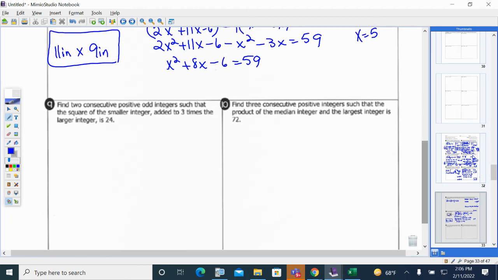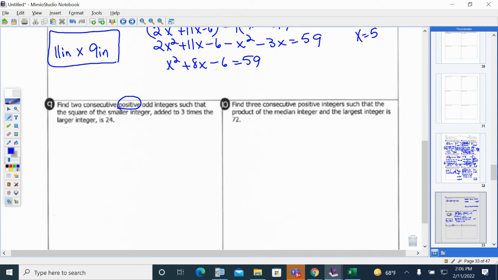Number 9, find two consecutive positive odd integers such that the square of the smaller integer added to 3 times the larger integer is 24. So they've added a word here to the consecutive integer problems so that you know which of the two solutions that your quadratic spits out to use. So we want the positive answer, not the negative answer. So let's set this up.